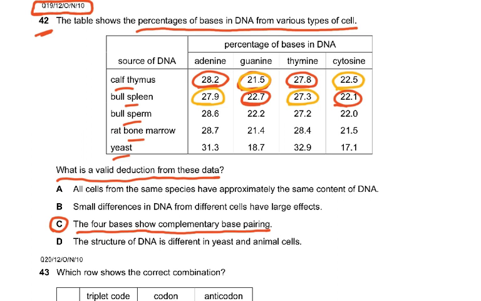Then it says, how is D incorrect? The structure of DNA is different in yeast and animal cells. No, this data does not tell me. So every time you read the answer, just ask yourself, does the data tell me this? Does the data give me this information? And read A, B, C, and D, and then see if you can figure this out.